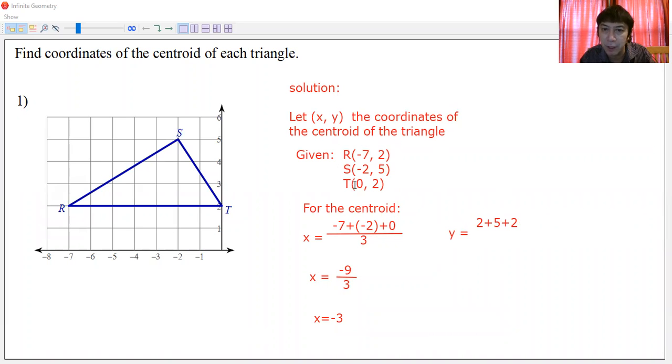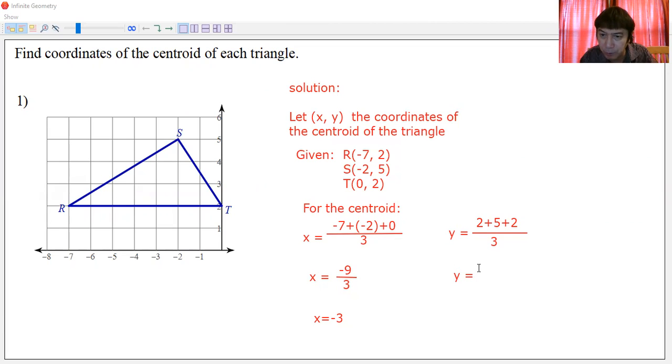The x values are the first numbers from left. After the commas, those numbers will be for y. So we have 2, 5, and 2 to be added, and this will be divided by 3 there. So we put the division symbol, and so we have here 2 plus 5 plus 2, that's 9. So y is equal to 9/3.